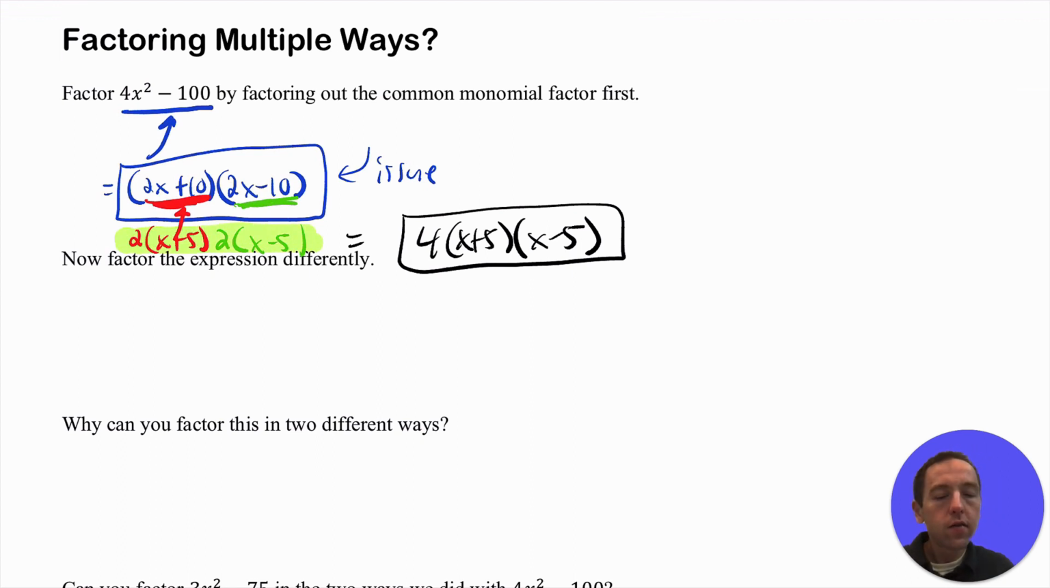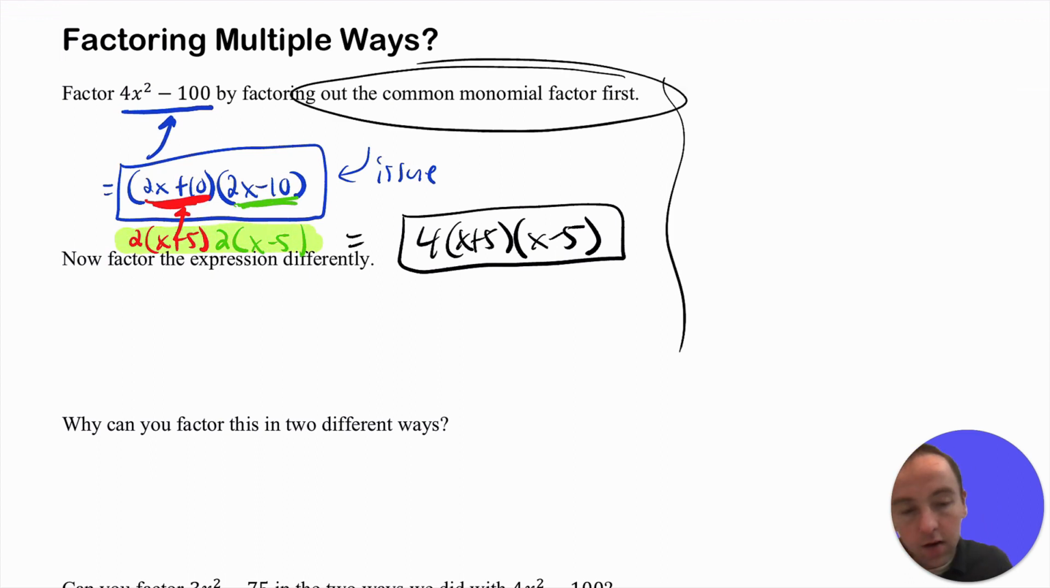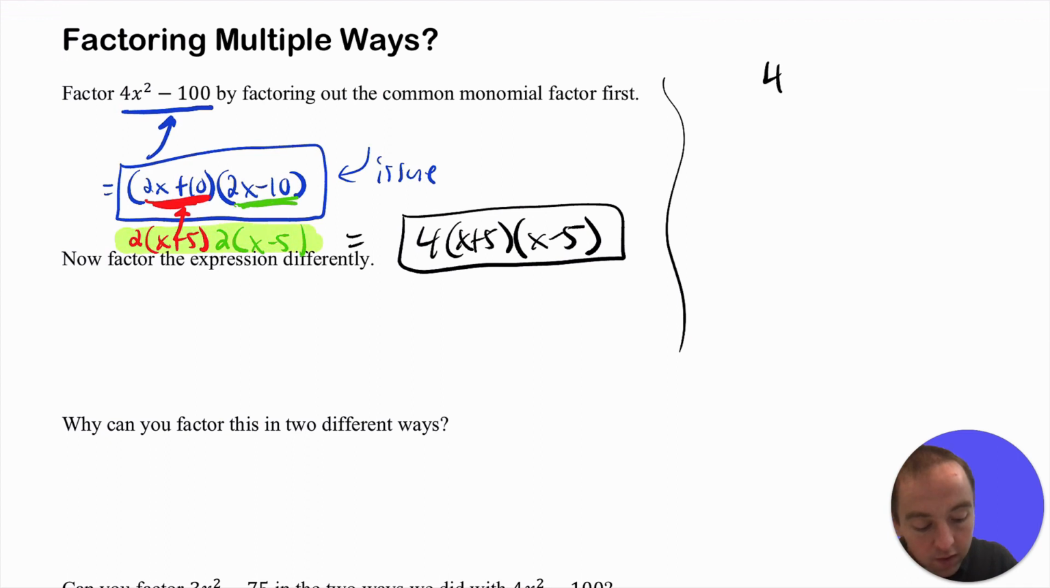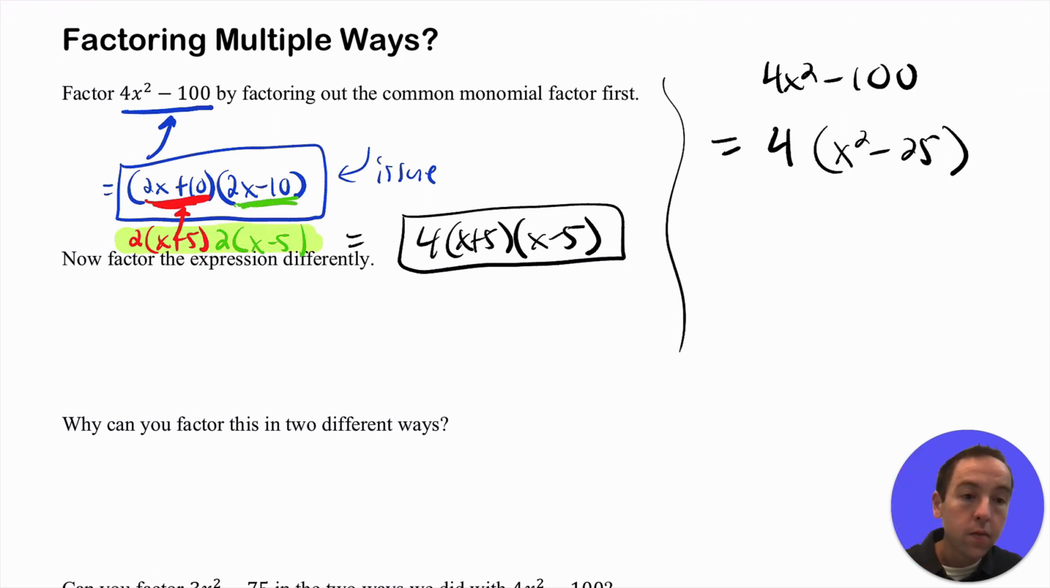It just turns out that we can probably always make our life easier if we do this first, and that's to factor out the common monomial factor first. So if I took that problem once again and we do what we should always do when we factor and check for a GCF first, you'll recognize that 4 and 100 are both divisible by 4. So if you take out that common factor of 4 first, then it's equivalent to 4 times x squared minus 25.